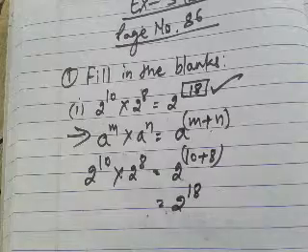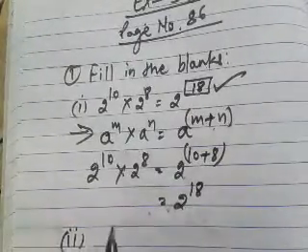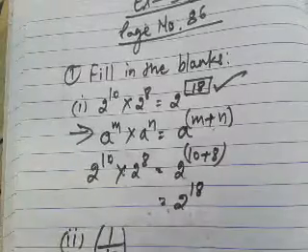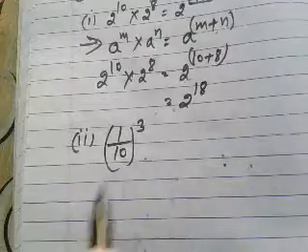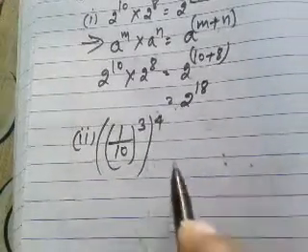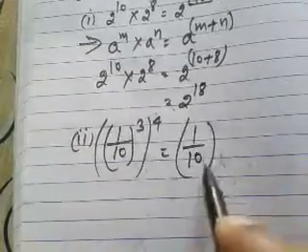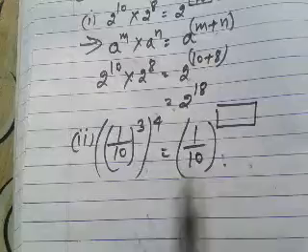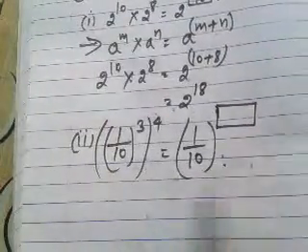Next is 1 by 10 raised to the power 3, and its power is 4, and fill in the blanks. 1 by 10 raised to the power this. What is the answer here?